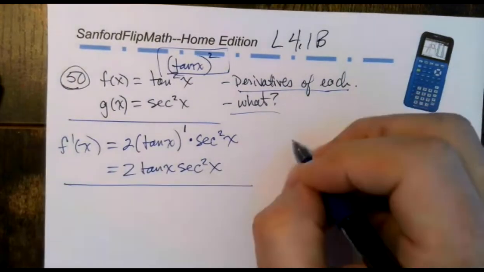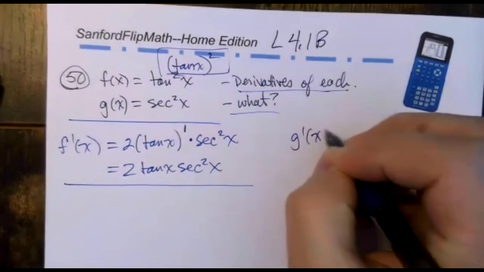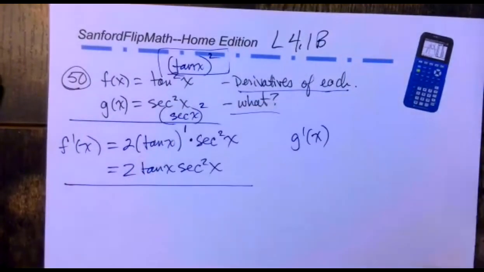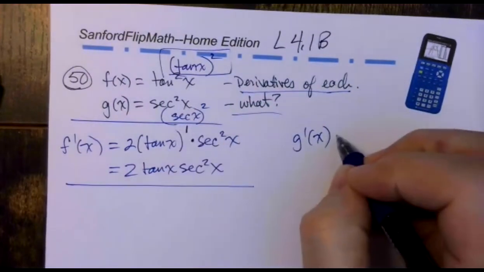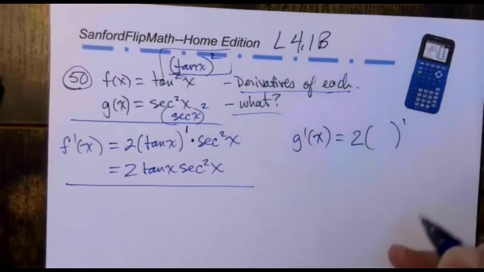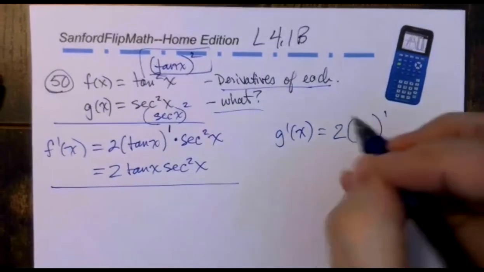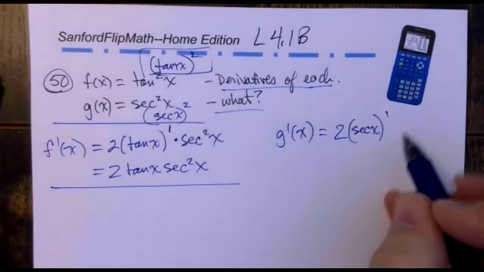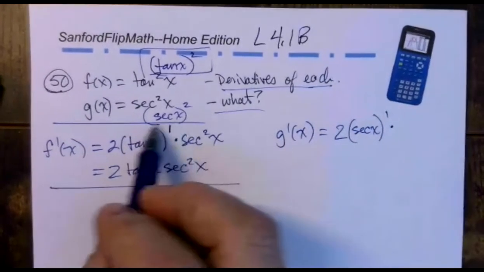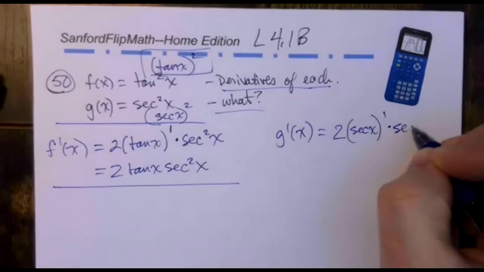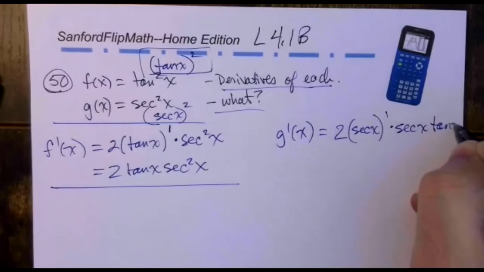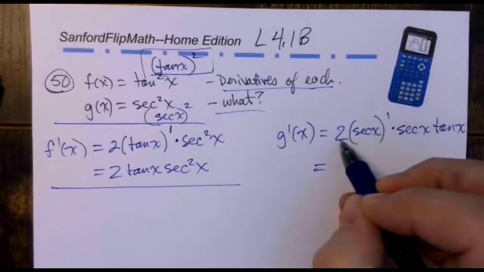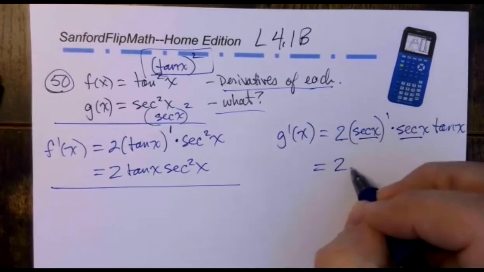Okay, I'm going to do g prime. Same idea. This is really secant x squared. So I'm going to do power rule, 2 times the inside to the first power, and the inside stays the same, and then I need to multiply by the derivative of the inside. Well, the derivative of secant is secant tangent. So I'm going to clean that up. So I have a 2 times secant times tangent.